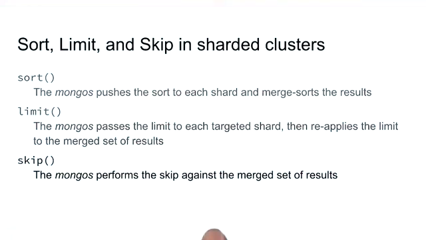If you're using aggregation, there's more specific behavior depending on the pipeline you've created. Now that is out of scope for this lesson, so please take a look at the documentation linked below for a more complete discussion of how MongoS handles routing aggregation queries.